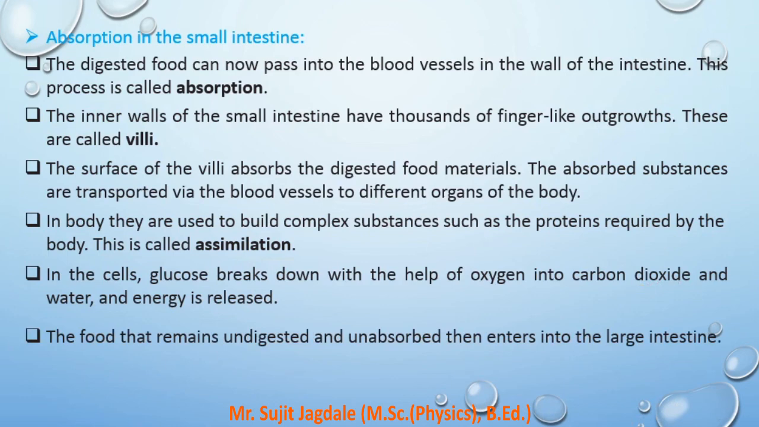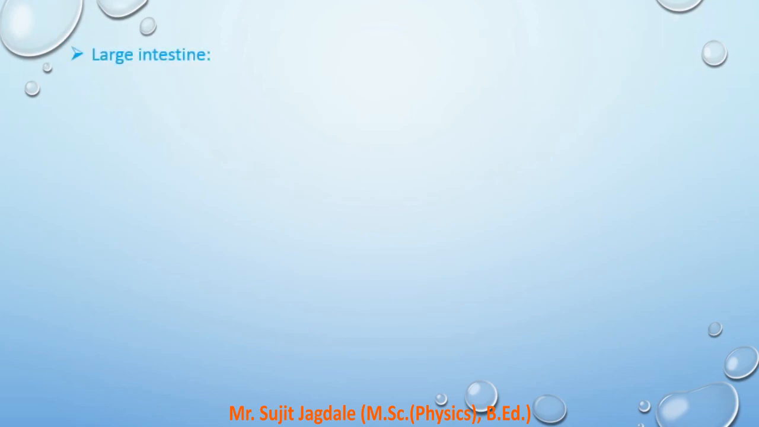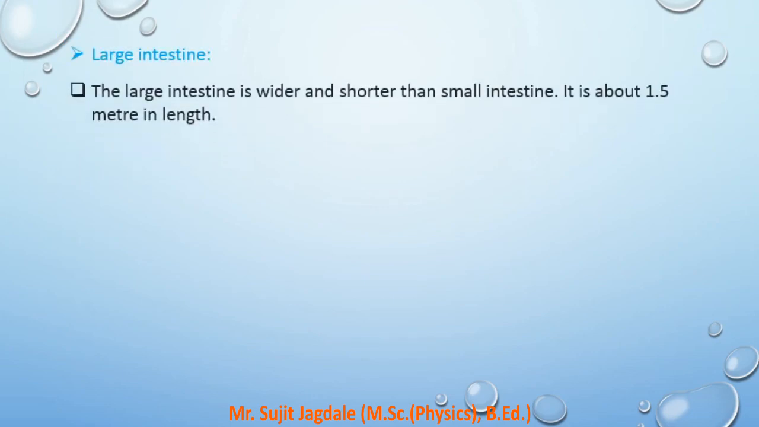Now the food that remains undigested or unabsorbed enters into the large intestine, and the function of the large intestine starts. First of all, why is it referred to as the large intestine? Because it is wider and it is about 1.5 meters in length. Actually it is much shorter than the small intestine, which is 7.5 meters in length. Still it is referred to as the large intestine, though its length is 1.5 meters, because it is wider. Wider means larger.